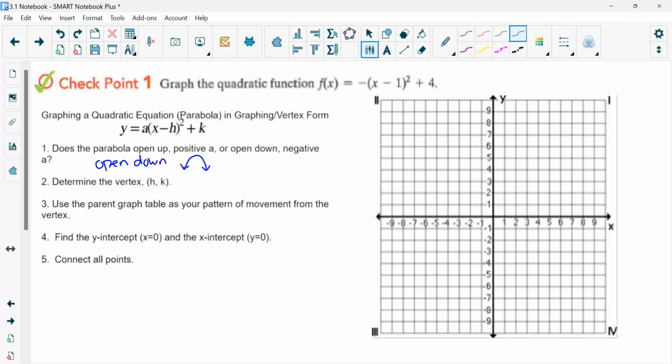All right, then we want to determine our vertex. So we have to figure out our H and our K. What do we got? We have minus 1, and then this plus 4. So remember, the H is opposite, but K is going to be what you get. So it's +1 and positive 4. So you can make an XY axis on your paper, try to scale it, and you're going to go right 1 and up 4. And put a point. That's your vertex.